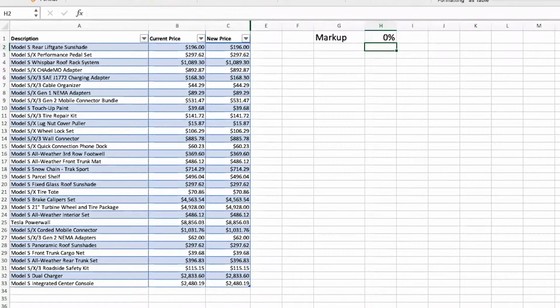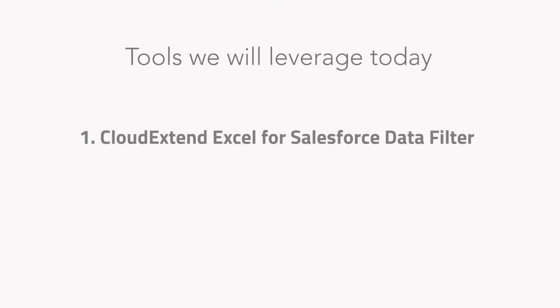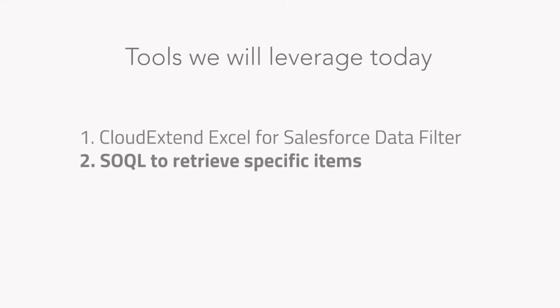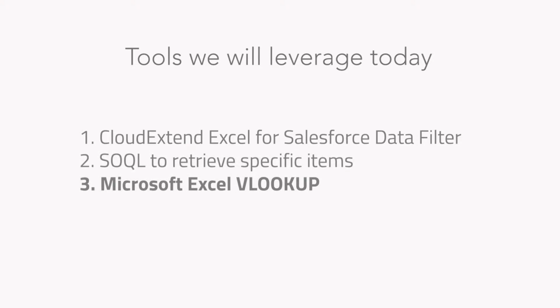Today, we're going to use CloudExtend Excel for Salesforce to take a list like this that comes from the marketing team, where they're just giving us a product description, the current price, and then they're asking us to increase the pricing by a certain amount. We're going to use a CloudExtend Excel for Salesforce data filter. We're going to use a Salesforce SOQL statement, and we're also going to use an Excel VLOOKUP. So really a good example of how Excel and CloudExtend can work together.